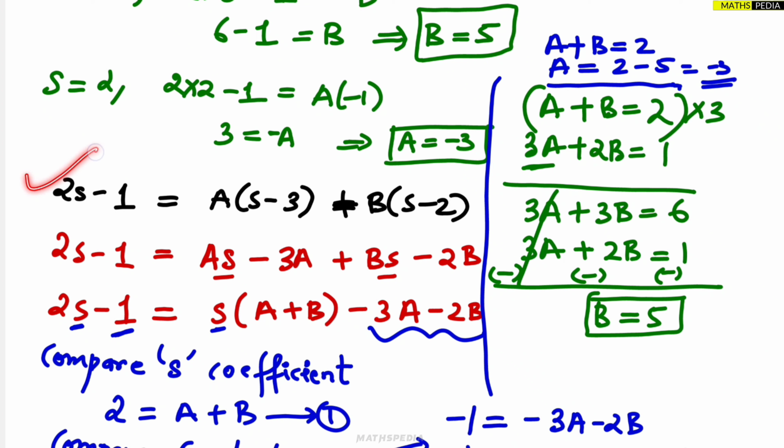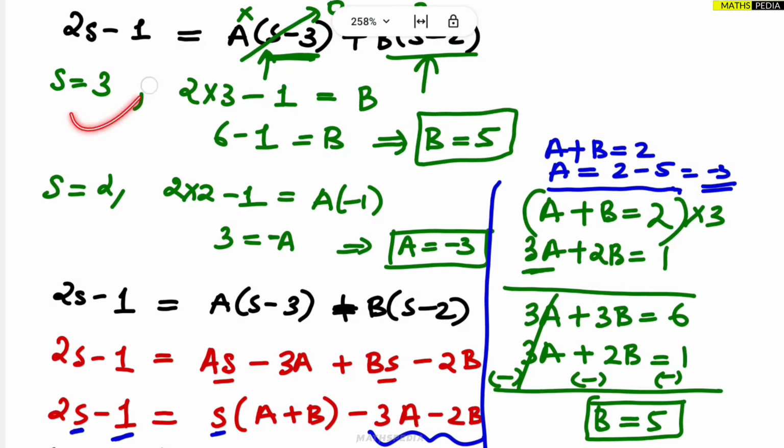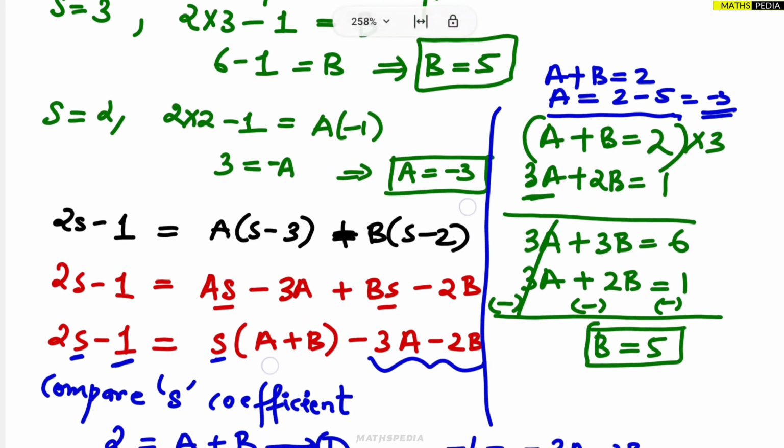Now this method you have to use whenever you are not able to find the values of a and b by putting the values of s. There you have to apply this method. This is a general method we are applying, so study this also. This is the second method, and the first method is putting the value of s. Generally, if you are able to get the value by putting the value of s, it is very good. Otherwise you have to go with the comparing coefficients method.